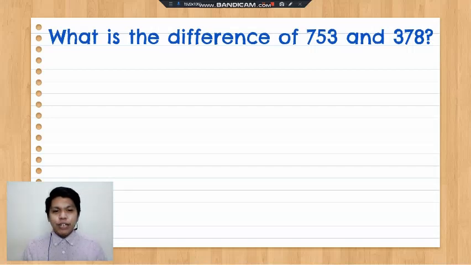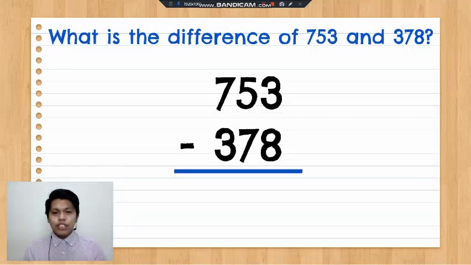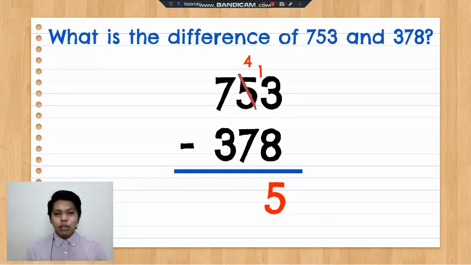Next, let's have a subtraction. What is the difference between 753 and 378? Now, just like in our addition a while ago, you start off with the ones place. 3 minus 8, it cannot be. You need to borrow from the tens place. So 5 will become 4, and 3 will become 13. 13 minus 8 is, well done, it's 5.